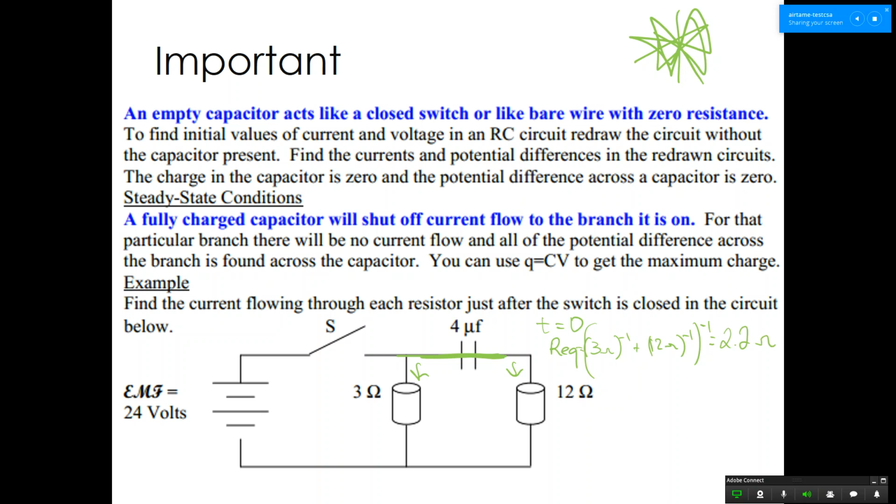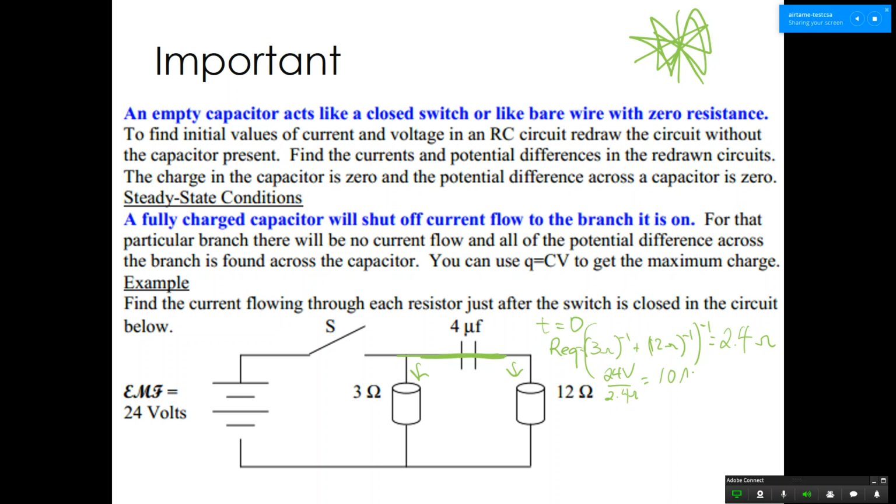And if 2.2 is my total resistance, I can find my total current. So 24 volts divided by 2.2 ohms is going to give me something like maybe 10 amps. Can you guys just check that out? Is that the REQ? Did I calculate that right? Because these two resistors are in parallel. So you find the REQ doing 1 over 3 plus 1 over 12. Maybe I made a mistake in my calculation. Is how much? 2.4? Okay. All right, great. So we have 2.4. So that means the current is going to be 10 amps coming out of the battery.